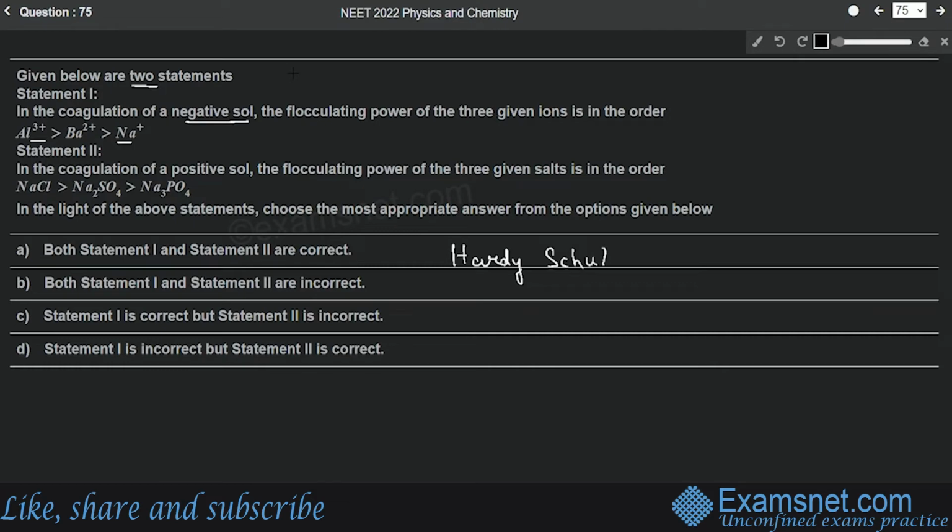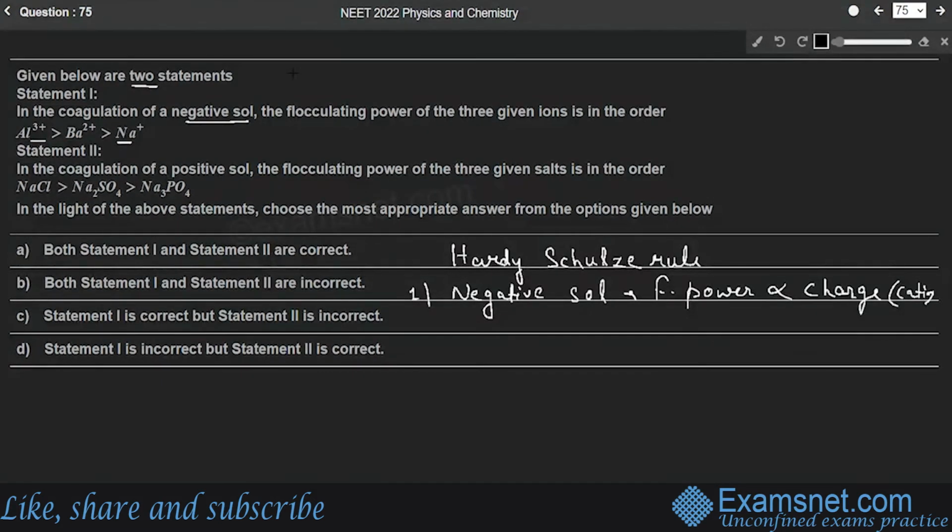Okay. Hardy-Schulze rule. Now, according to this rule, in case of negative sol, because in the first statement negative sol is mentioned, so what happens in case of negative sol? The flocculating power increases with increase in charge. Okay, that means it is directly proportional to the charge on the cation. Okay, charge of cation.